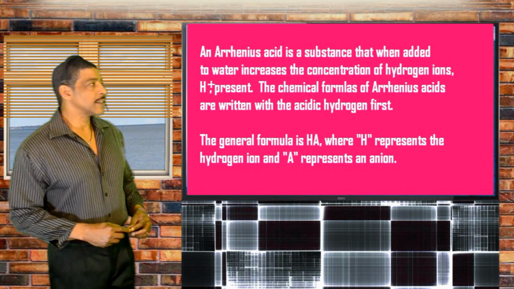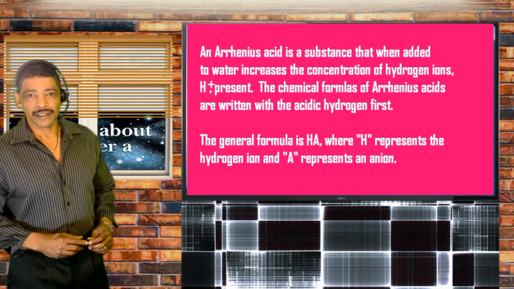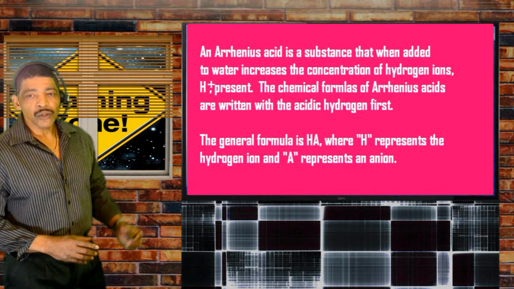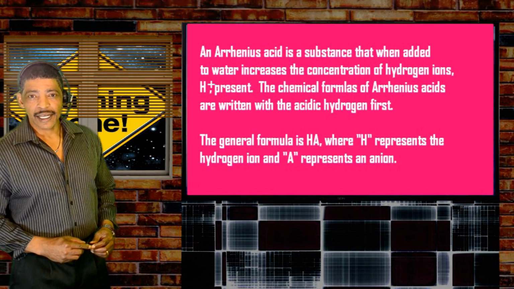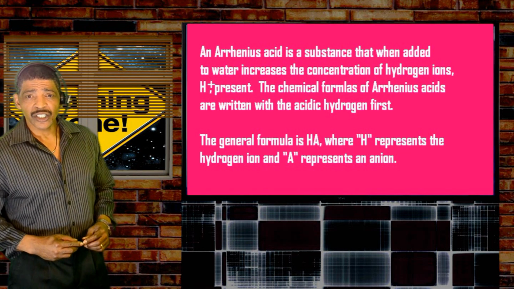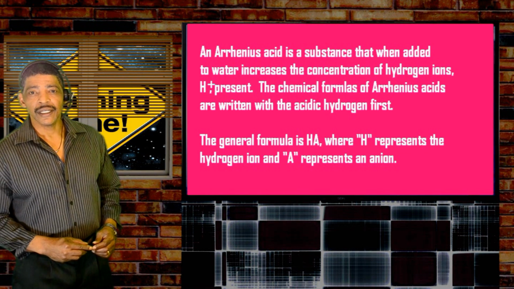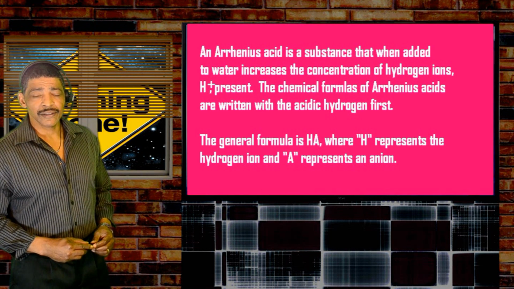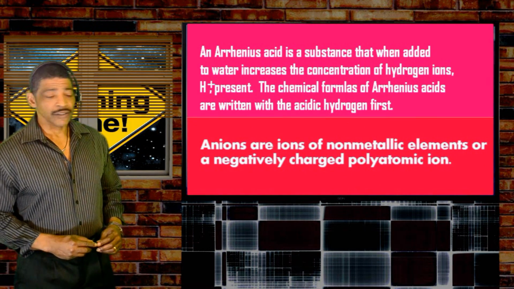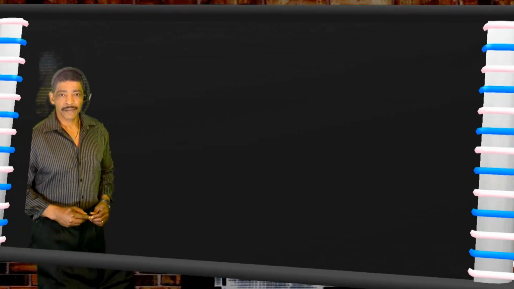An Arrhenius acid is a substance that, when added to water, increases the concentration of hydrogen ion, or H+. The chemical formula for an Arrhenius acid is written with the acidic hydrogen first, while the general formula is written as HA, where H represents the hydrogen ion and A represents an anion. Remember, anions are ions of nonmetallic elements or polyatomic ions.